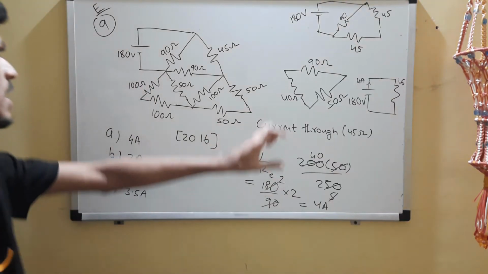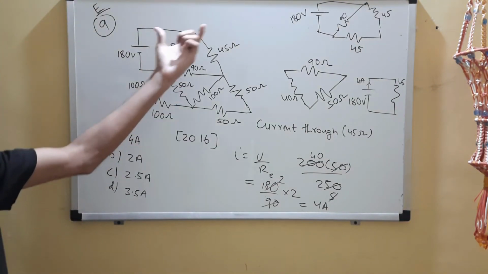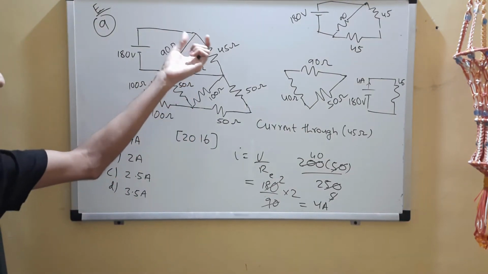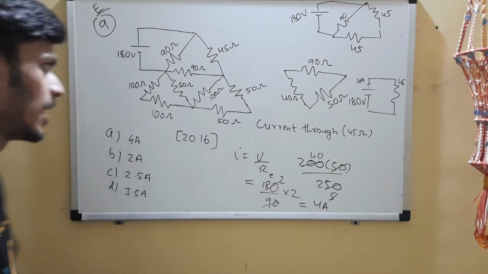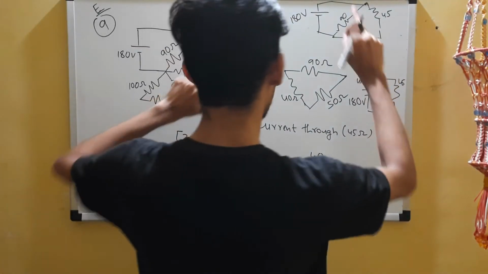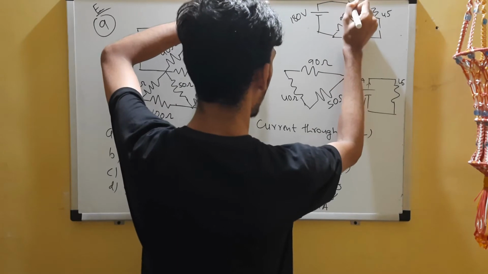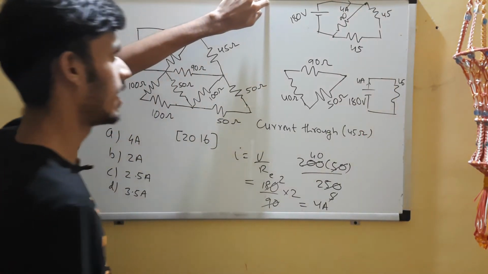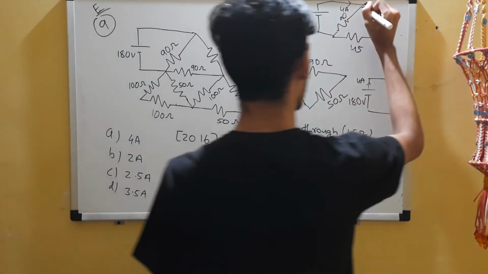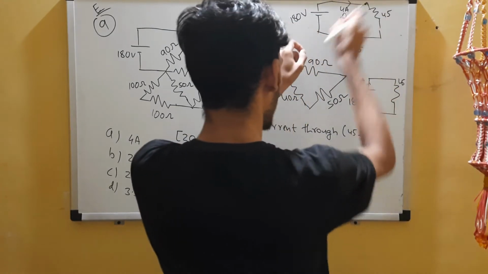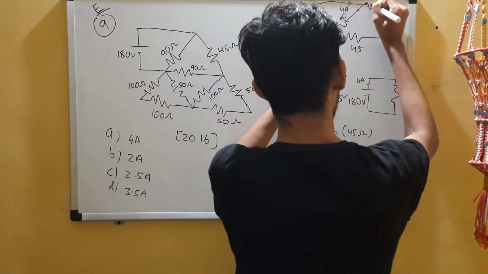Now we have to just split that 4 amperes in the circuit and see what is the current in the 45 ohm resistance. Okay, so let's do that. So let's come over here. So 4 amperes current is coming from the battery. Here you can see that it has two choices, right? One is this branch, right? One is this branch and one is this branch.